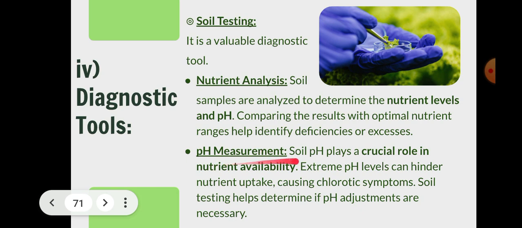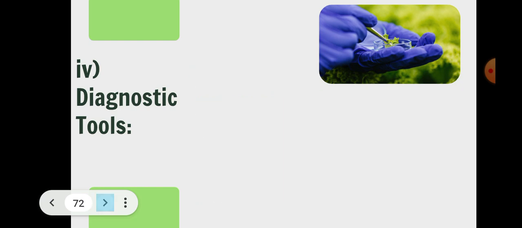The next one is pH measurement. Soil pH plays a very important role in nutrient availability, and extreme pH levels can hinder the nutrient uptake and can cause chlorotic symptoms. Soil testing also helps determine if the pH adjustments are required in the treatment or diagnosis or not.